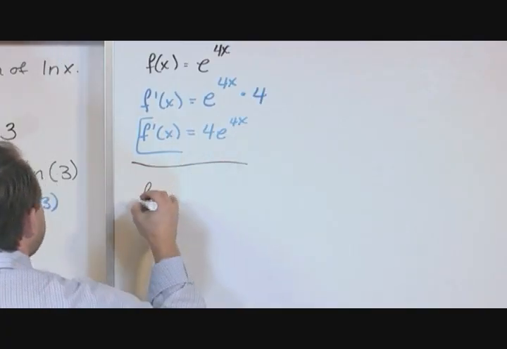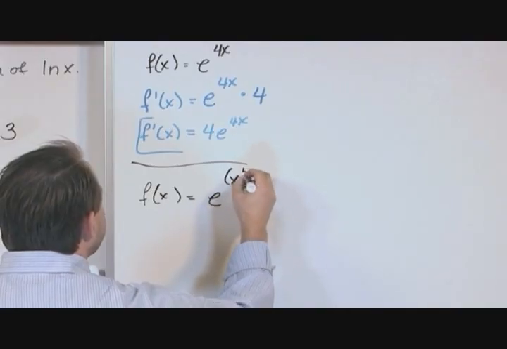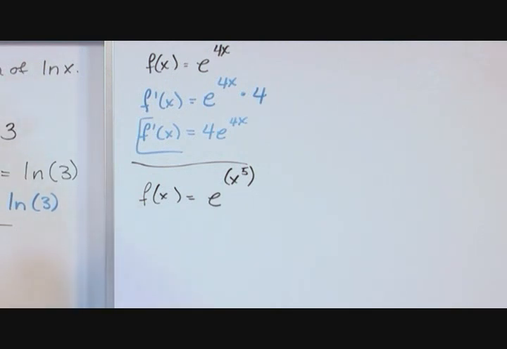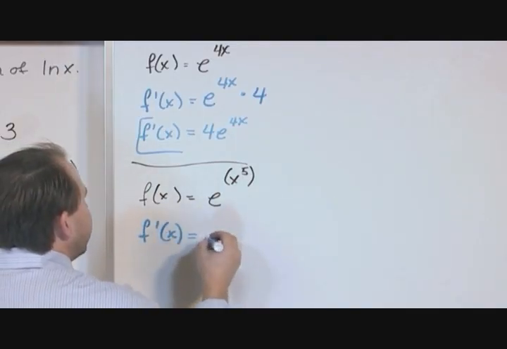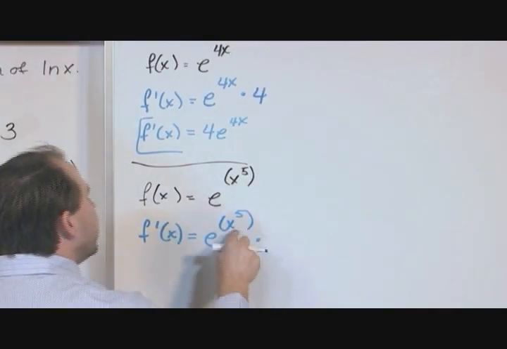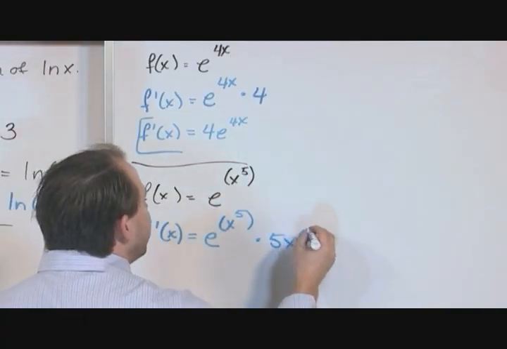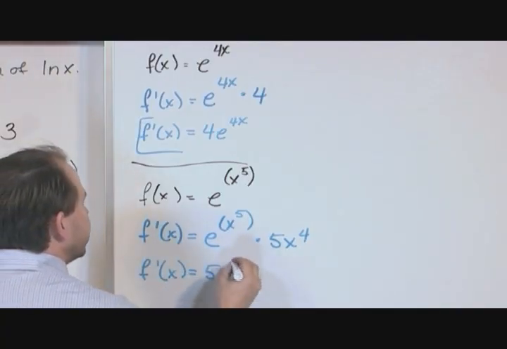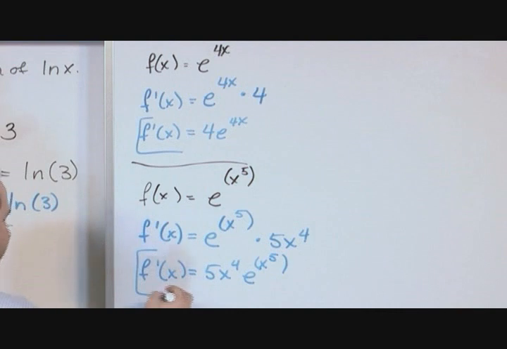What if you have f of x equal to e to the power of x to the 5th? So we have e raised to the power of x to the 5th. How do we handle that? Again, the larger picture is the exponential, so we start there. The derivative is, since it's indestructible, e to the power of x to the 5th, but we can't stop there. We have to multiply by the derivative of the inside, which is up here. The derivative of x to the 5th is 5x to the 4th. So the answer to this derivative is 5x to the 4th times e to the x to the power of 5. And that's the answer.